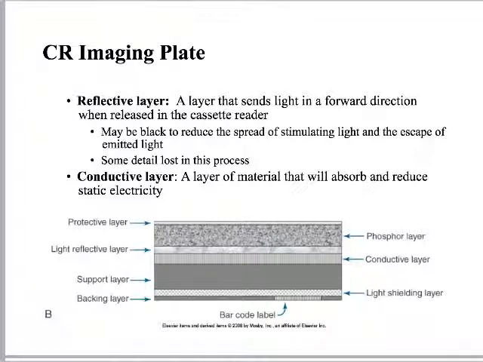There's a conductive layer in there to help, like I said, maintain that stable state, or that metastable state, of the phosphor. It's going to absorb and reduce static electricity inside the phosphor system, right? So we said we needed an anti-static thing inside the cassette. We've also got an anti-static conductive layer inside of the PSP itself, inside of this computed image plate itself.